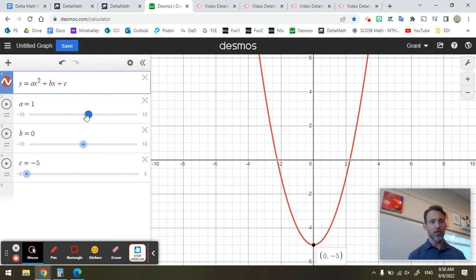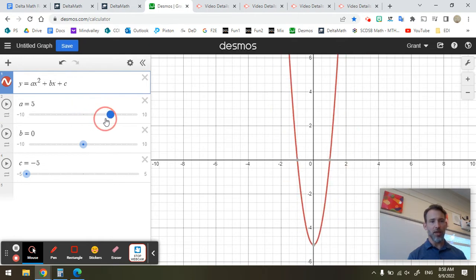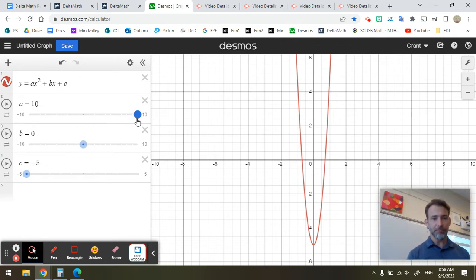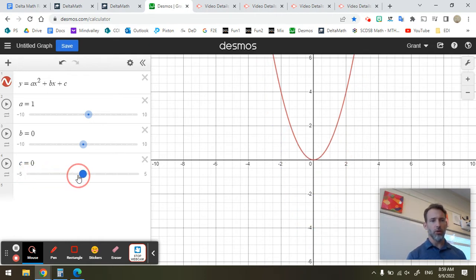a gives me the stretch factor. If I turn this into a negative parabola, it stretches down, and if I make it 10x squared minus 5, then it's lifted very, very high. But what about b? We don't talk about b very much in our courses. So let's set a back to 1 and c back to 0, and let's take a look at what b does. Here b is 0. It's hard to see where b is in that graph.